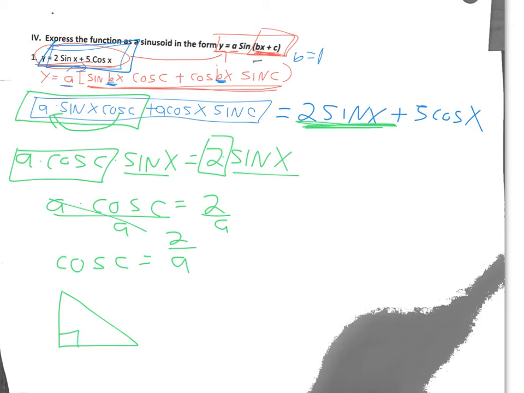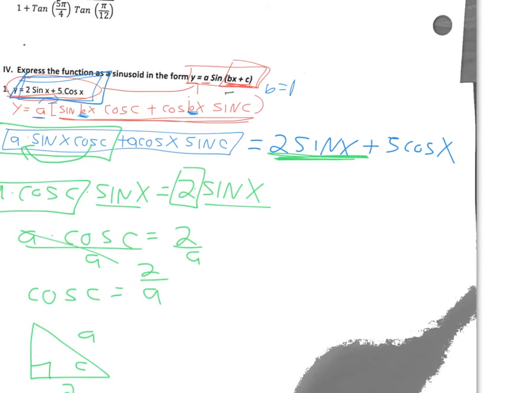all right, cosine is what? Adjacent over hypotenuse. So if I say that's angle C, adjacent is this, which is 2, and A is the hypotenuse. Okay? Now, I don't know what the opposite side is, but when I work with the other term, I'm going to be able to figure that out. All right? So follow me here.